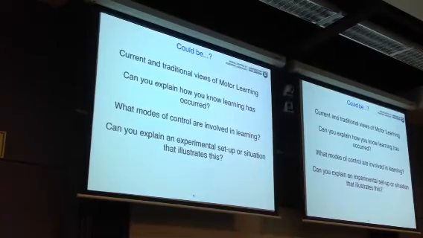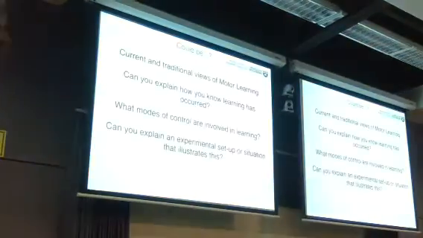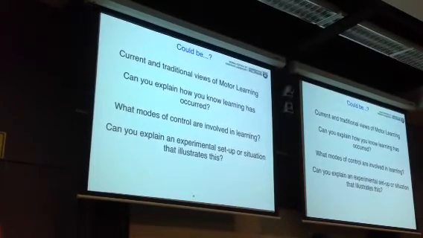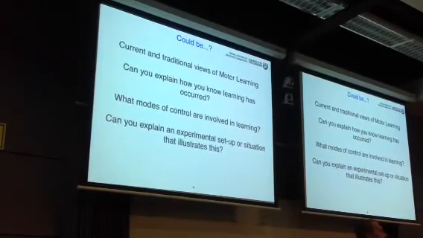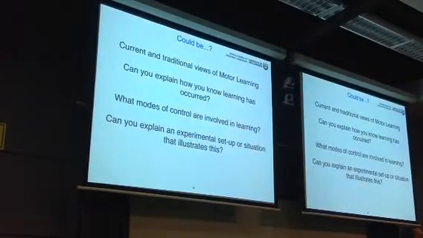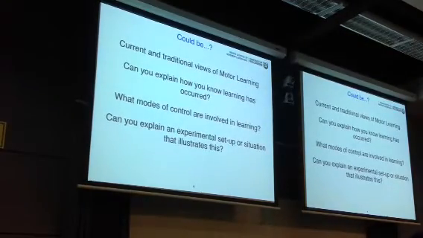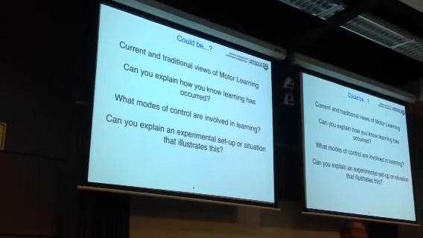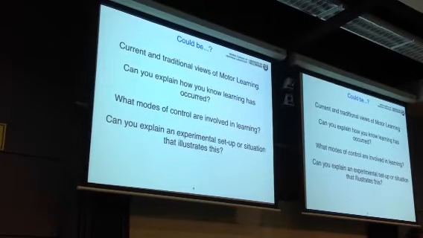Current traditional views of motor learning. Can you explain how you know learning has occurred? I think you know what I'm getting at. I'm getting at Reza Shadmehr's work using the robot manipulandum. What modes of control are involved in learning? Can you give me an example of a good task where you can demonstrate that different modes of control are involved in learning? Can you explain an experiment or situation that illustrates this? Yes, you can. You should be able to now. I mentioned it twice, 3 times. Enough? Mention it again.